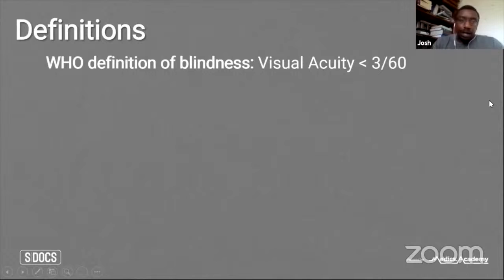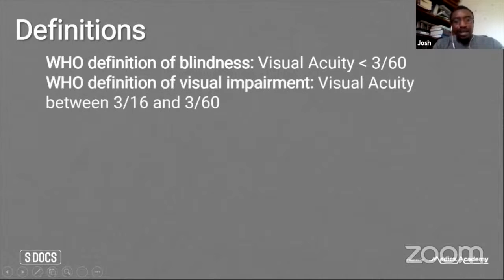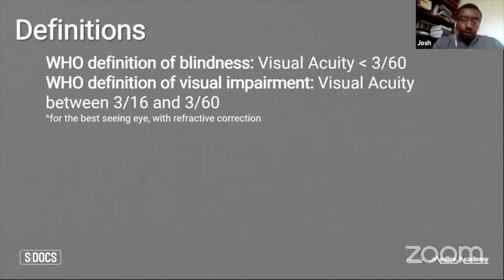So that is blindness. And the WHO definition of visual impairment is a visual acuity anywhere between 3/60 and 6/18. So once again, just to explain the concepts, and hopefully you're able to understand, a visual acuity of 3/16 means that an individual from 3 meters can see what a normal person can see from 16 meters. If you take the person further more than 3 meters away from the objects, they can't see it anymore. So that is the definition of visual impairment. And these definitions are with the caveat that these are for the best seeing eye and with appropriate refractive correction for the patient or individual as well. So glasses or contact lenses is refractive correction.